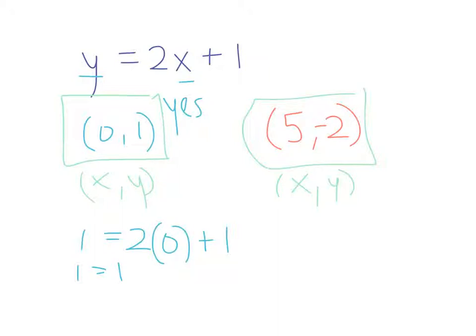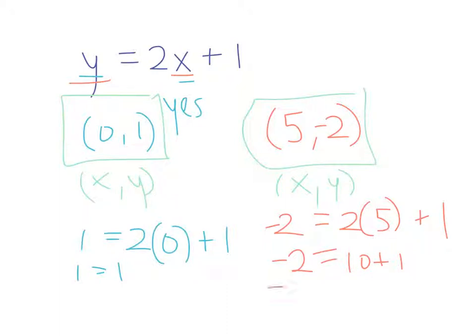Now if I try the same thing over here, my y value is negative 2, so I'm going to plug in negative 2 just like I did there, is equal to 2 times 5 just like I did there, plus 1. So I end up with negative 2 is equal to 10 plus 1. Negative 2 is equal to 11. That's not true, so no, that is not a solution.